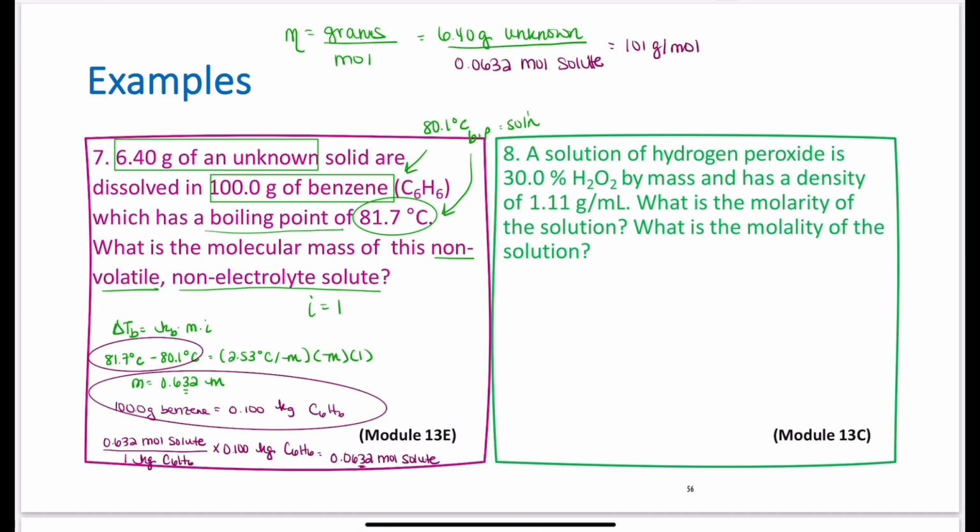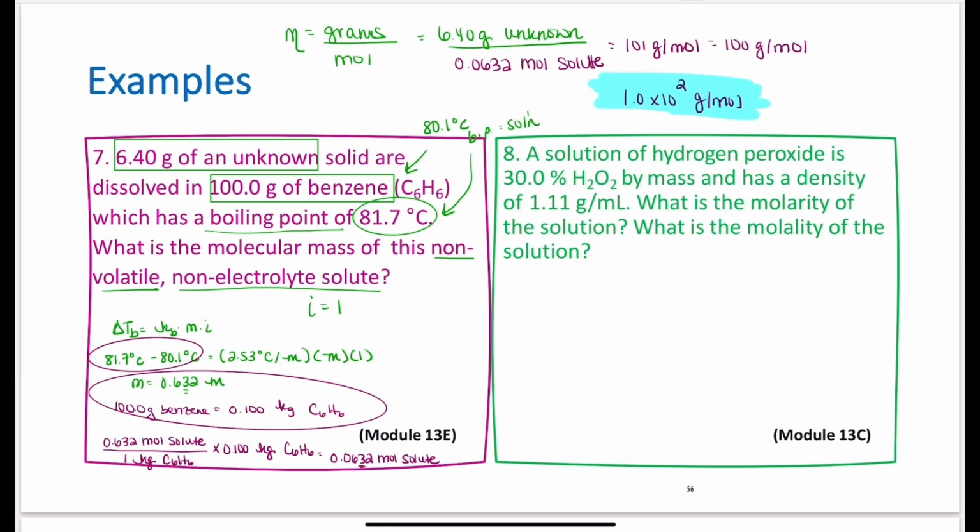But I need to round to two sig figs. So 100 grams per mole. That's annoying. I need two sig figs. I have to use scientific notation. 1.0 times 10 to the second grams per mole. Now I have to use scientific notation. Not my favorite thing. Okay.